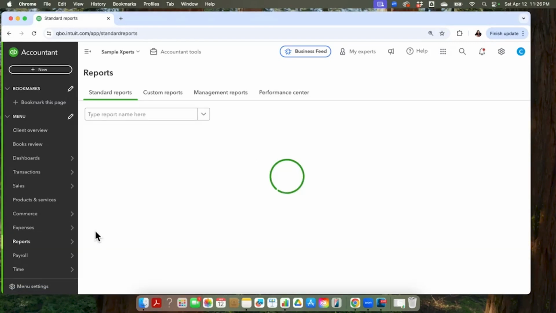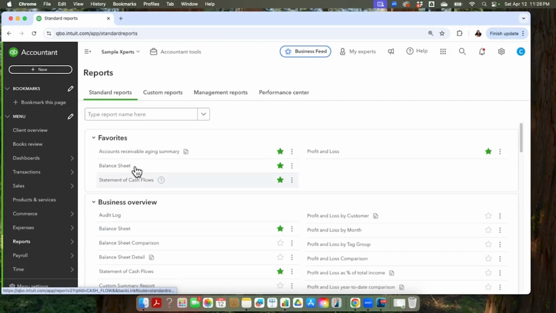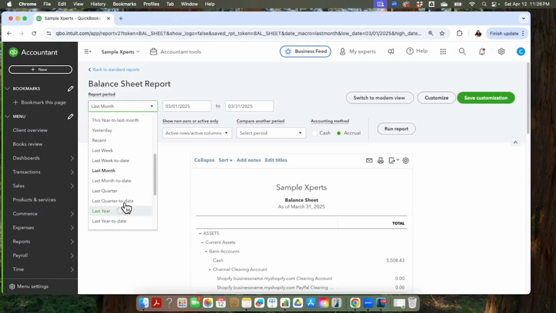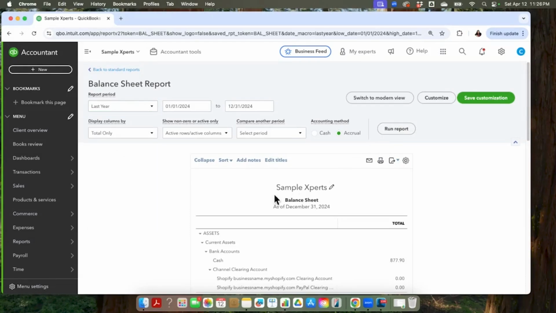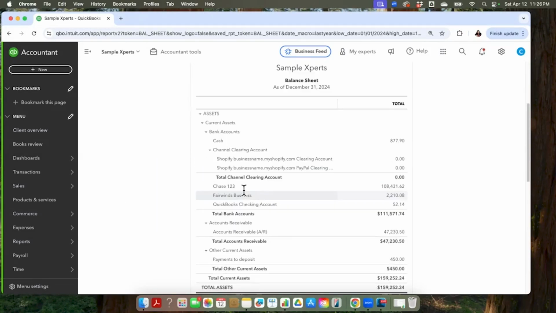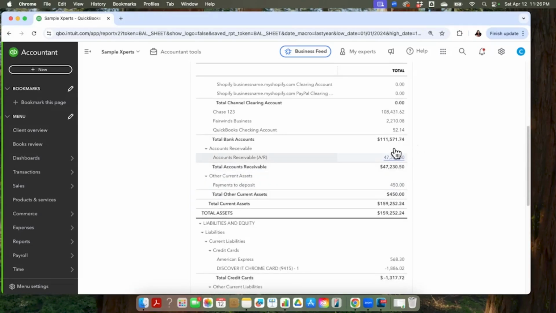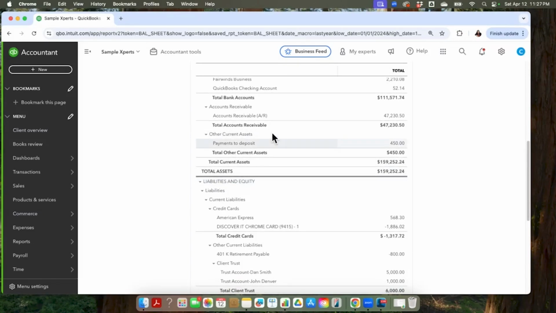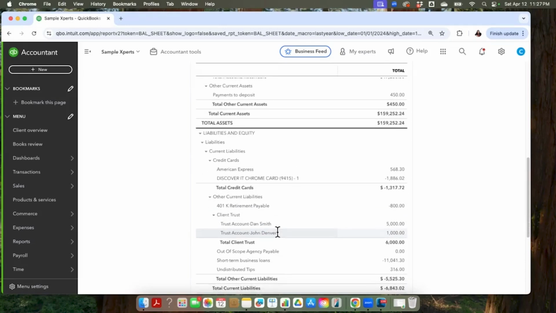The first report I would take a look at is your balance sheet, because the balance sheet has your assets and liabilities. If you see negative income or expense, you've got to take care of that. Accounts receivable, see if that number is correct. If there are undeposited funds here, you want to make sure you take care of that. Undeposited funds or payment to deposit is the same thing. Just want to make that clear.